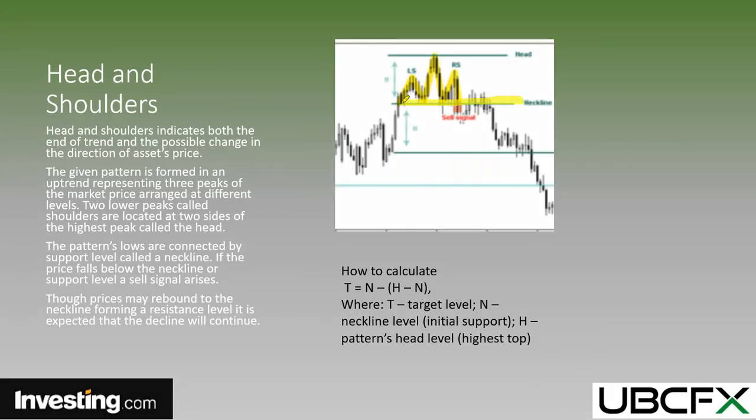first you see your established neckline. And again, here we're using a sketch, so we have a pretty, well, easy one to look at. Okay, we take T, which is your target price, which is when it breaks here with the sell signal, where it's going to go to here. And the target price is equal to the neckline, which is whatever price that neckline formed on, minus the head, it's the height of this head, the price that this head was at, minus the neckline.